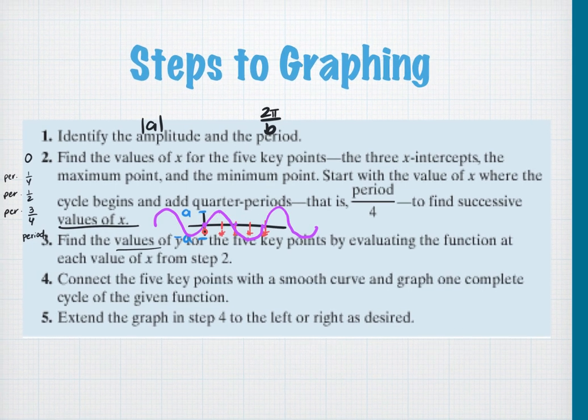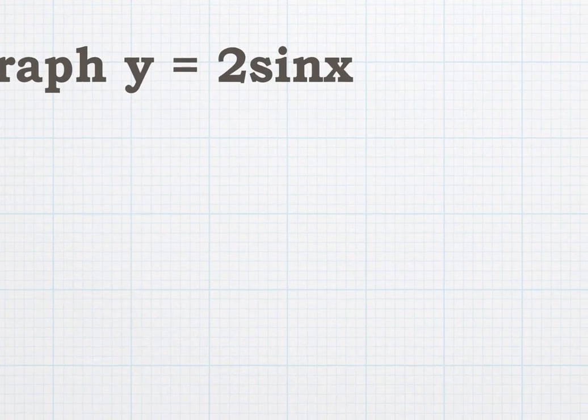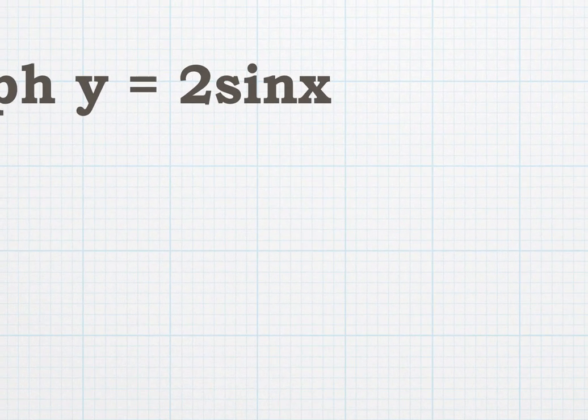You remember this? Yes? Okay. All right, let's go to an example. So the first thing I'm going to do is identify that this is sine, because obviously it's going to change, and sine is that S shape. Then I find A. A is what? 2, and that means my amplitude is the absolute value of that, which is also 2.